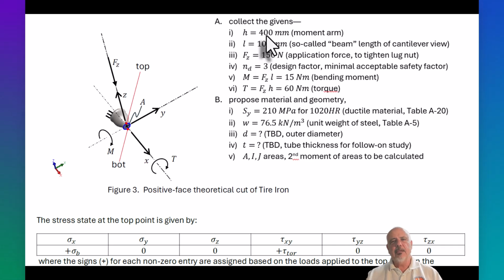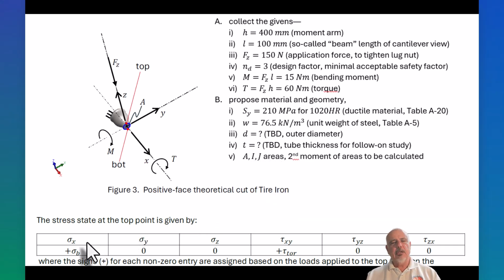But it got some numbers for H, L. The F is, as I said, 150 newtons. Design factor is 3, so that's going to be my targeted safety factor. I got my bending moment. I got my torque. I picked 210 megapascals for a 1020 hot rolled. I've got my unit weight of steel. I don't know what my diameter and thickness is going to be, but my A, I, and J are easily calculated if I do have a prospective D and T.